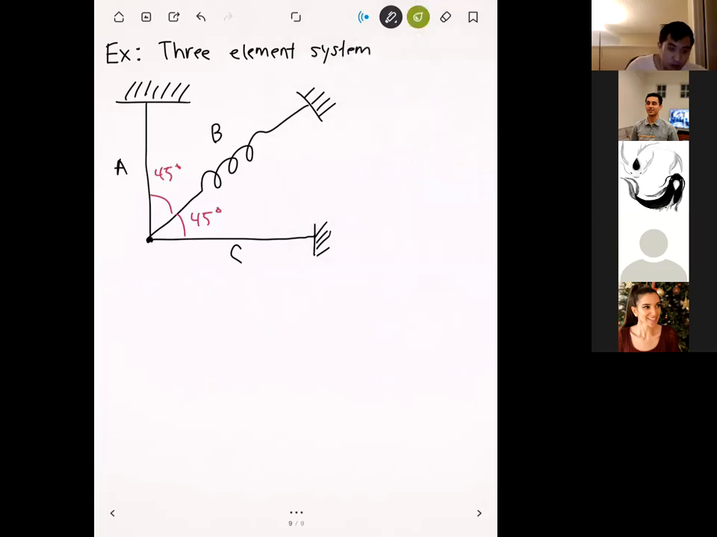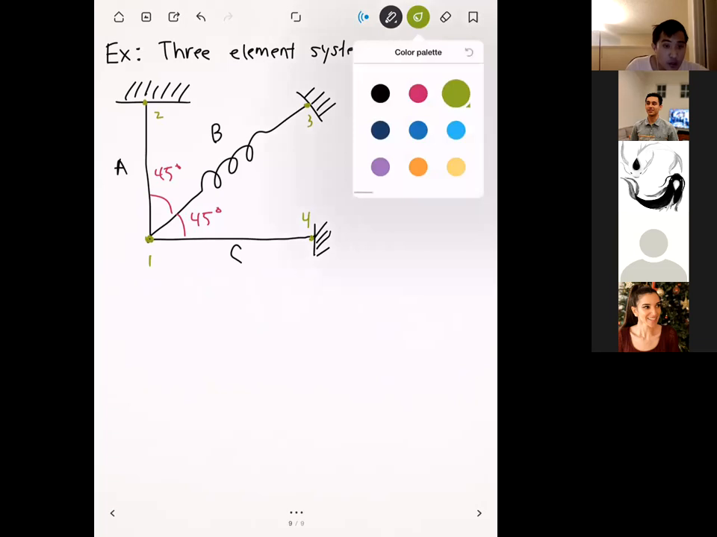Next, let's label all the nodes. We'll call this node number 1, this node number 2, this node number 3, and this guy node number 4. And then we also need to put in our load. Let's say that we have a vertical load here on node number 1.